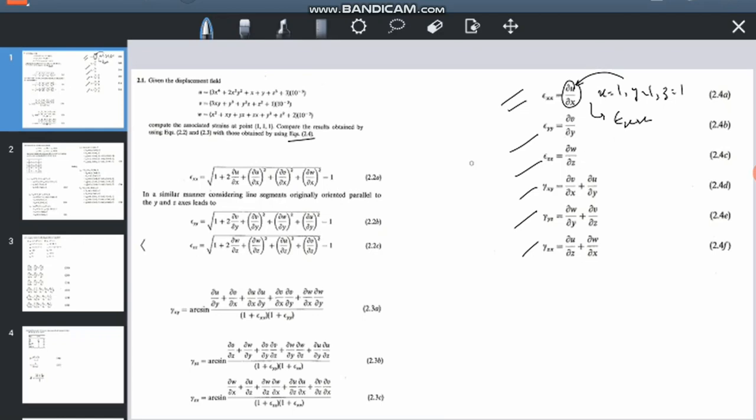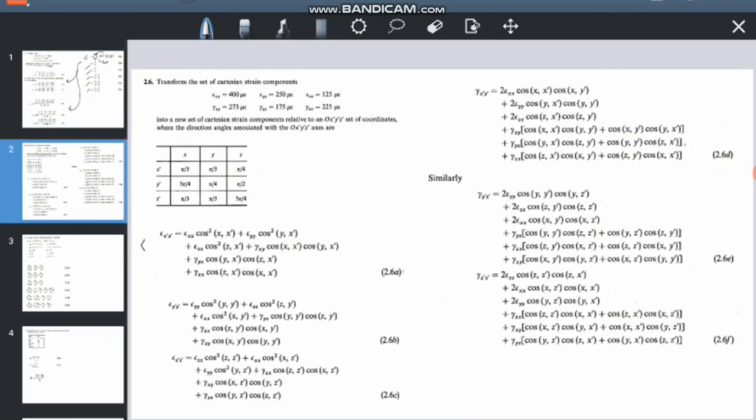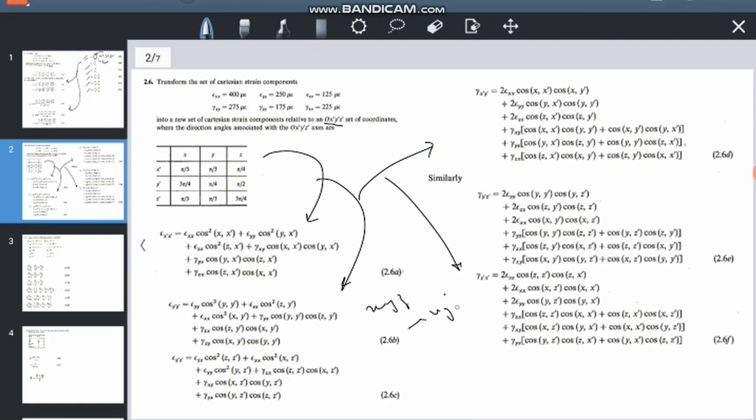So after getting the results, you have to compare these results with equation 2.2 and 2.3. So that's how you will be able to solve these numericals. Move on. Transform the set of Cartesian coordinates. We are given the Cartesian strains in the Cartesian coordinate system, and we have to move to this axis. All you have to do is plug in the values in the formulas that we have learned in the chapters, and then you are going to find out this value of strain which will be present if you transform this coordinate from x, y, z into x dash, y dash, and z dash.